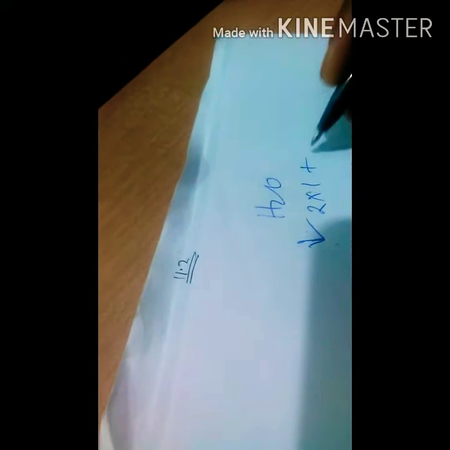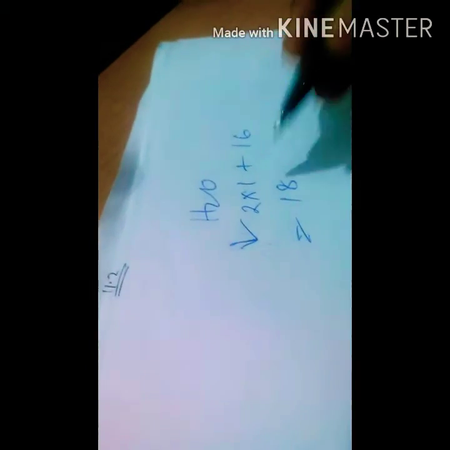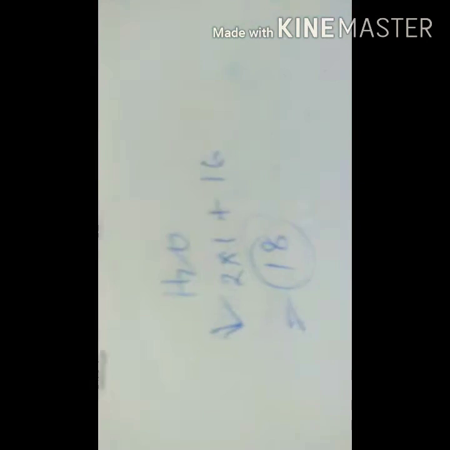How can we come to this value? We should first write the formula of water. The formula of water is H2O, so its molecular weight will be 2 into 1 plus 16 for oxygen equal to 18. So it is the molecular weight of water.